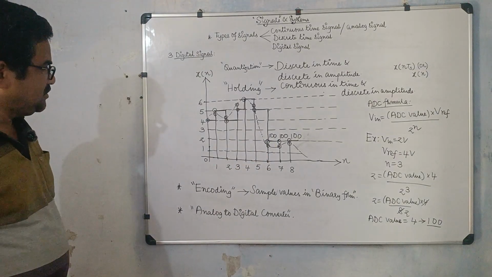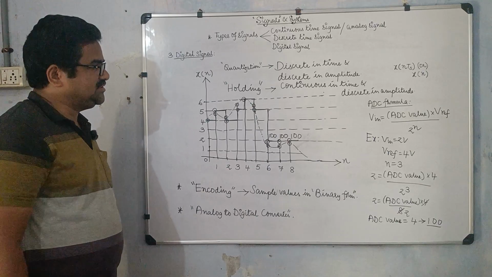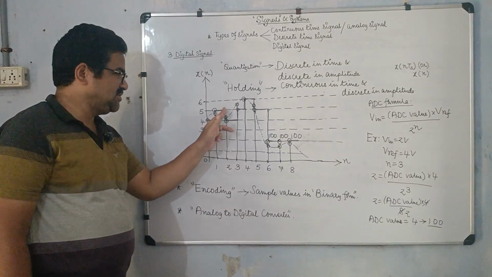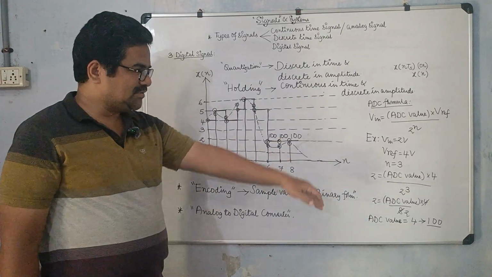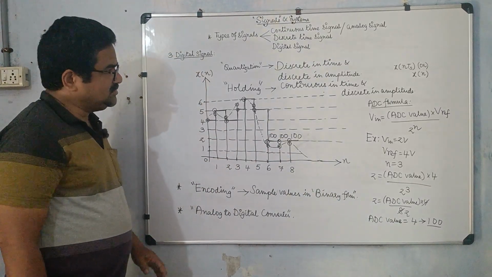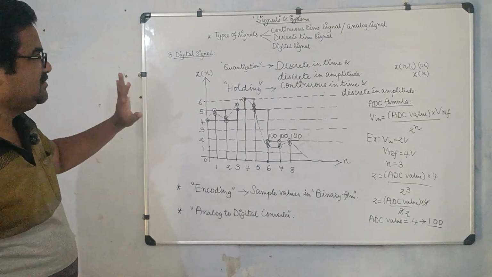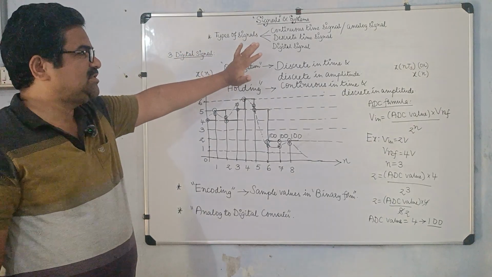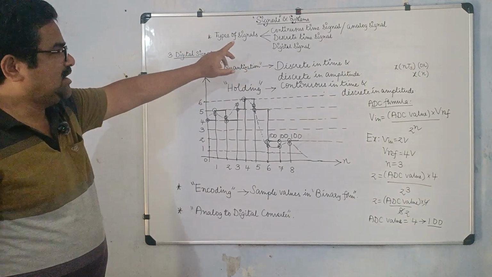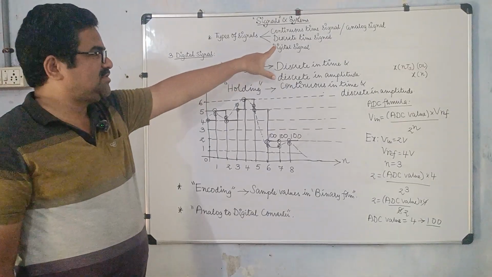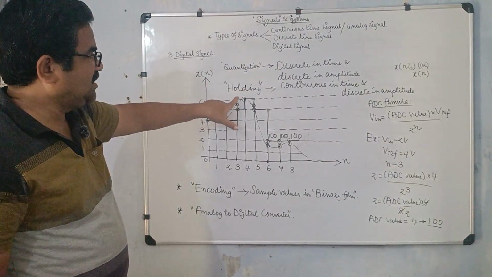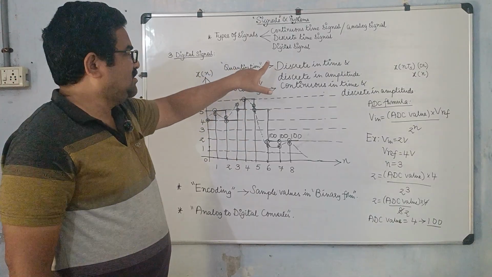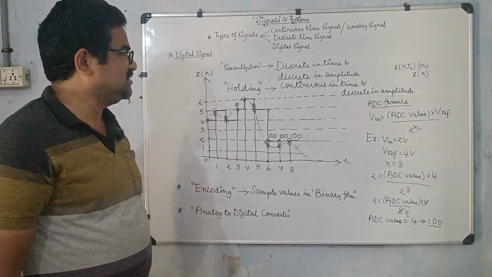Okay, so you may have different binary values here. You can calculate according to this formula. Okay, so these are the different types of signals. So we have seen what is a continuous time signal or analog signal, and after quantization it is converted to a discrete time signal. Then after holding and encoding, we are getting a digital signal. Okay.